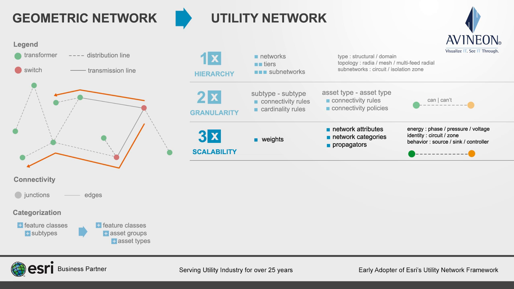Network categories provide a configurable way to implement the role played by junctions and edges as sources, sinks, and controllers for managing the flow. The utility network also provides propagators to maintain network attributes across subnetworks and tiers when assets and connectivity change in the field. The freedom from proprietary and custom tools for subnetwork management makes this the number 3 reason that utility network has significantly greater capability than geometric network.